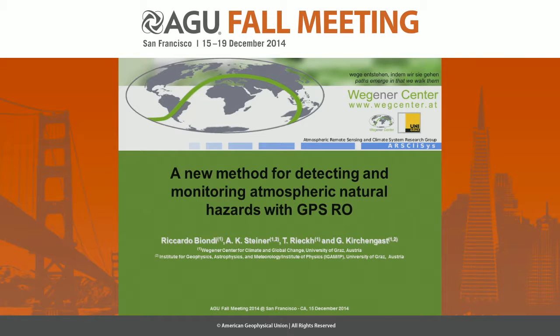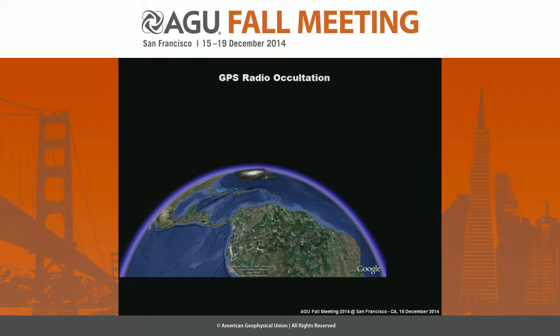Thank you. So I will show you a new method for detecting and monitoring atmospheric natural hazards with GPS radio occultations, which means detecting and monitoring tropical cyclones, convective systems, and volcanic eruptions. A brief introduction about the GPS radio occultations and how it works.